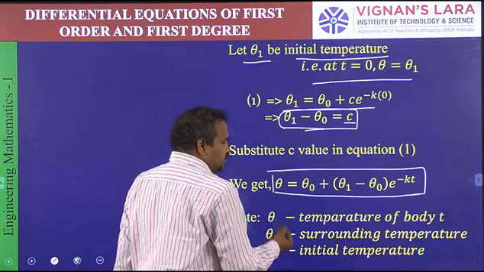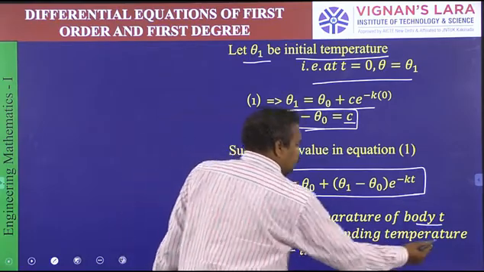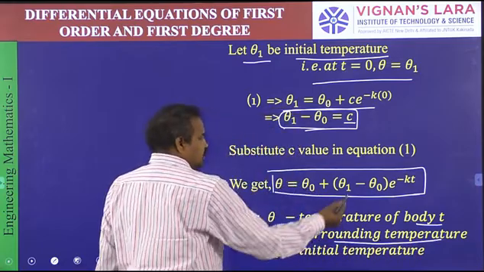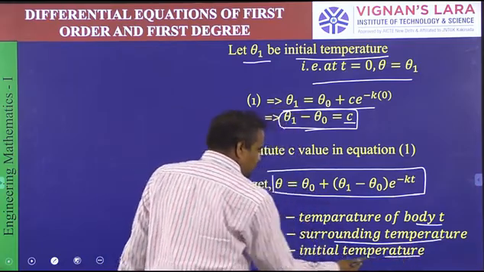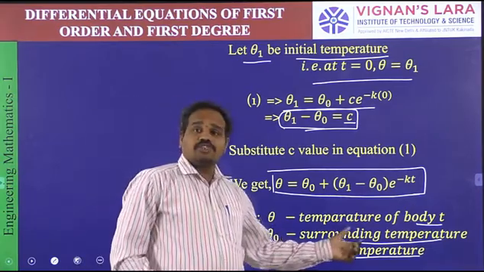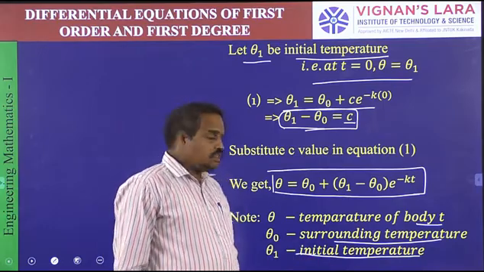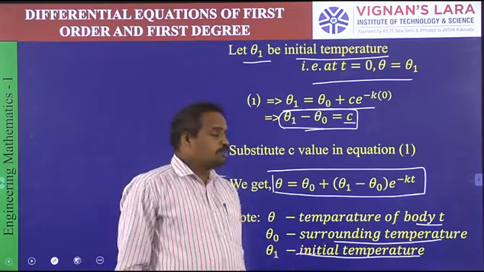Where theta is the temperature of the body, theta naught is the surrounding temperature, theta 1 is the initial temperature. You have to remember these three. What is theta? Temperature of the body at time t. Theta naught is the surrounding media temperature. Theta 1 is the initial temperature.